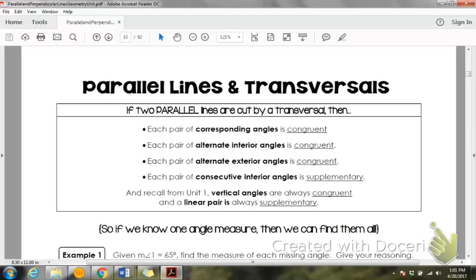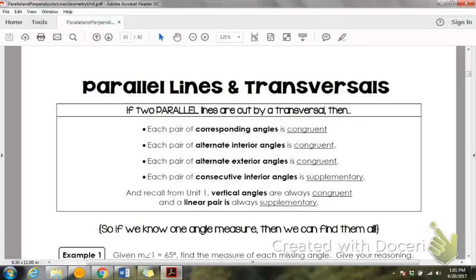All right, so lesson 2.4 is talking about parallel lines and transversals, but we're also talking about the types of angles that we create. Yesterday we talked about corresponding angles. We talked about alternate interior, alternate exterior, and same side. Here are the properties of them.